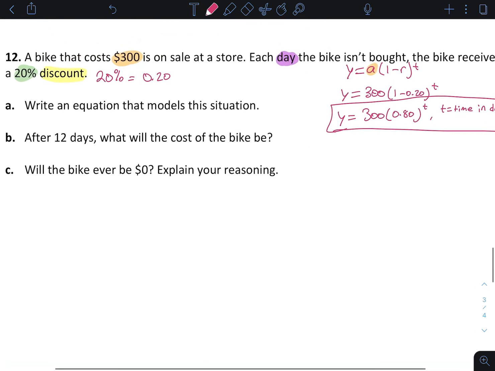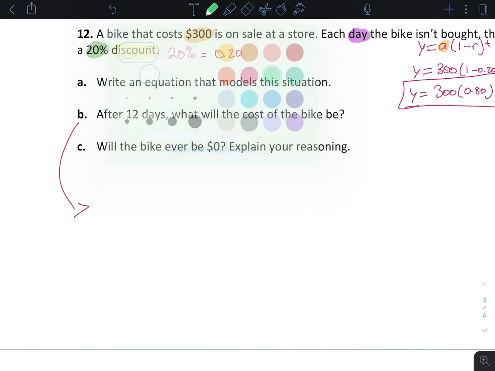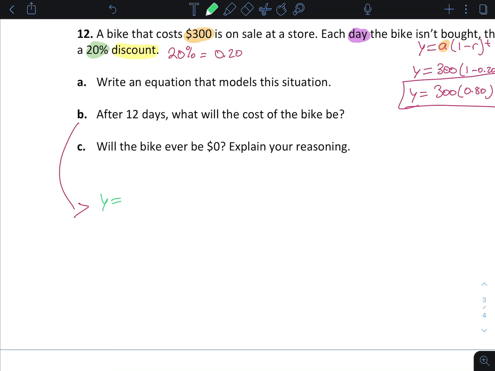Let's look at part B. It says, after 12 days, what will the cost of the bike be? Again, I didn't give you much space. My bad. So 300, then we want to plug in 12 for our T. And this is an absurd price because I would totally love this. If I plug in 12 for T, I get $20 and 62 cents. Now, obviously, we know that will probably never be the case, which brings us to part C.